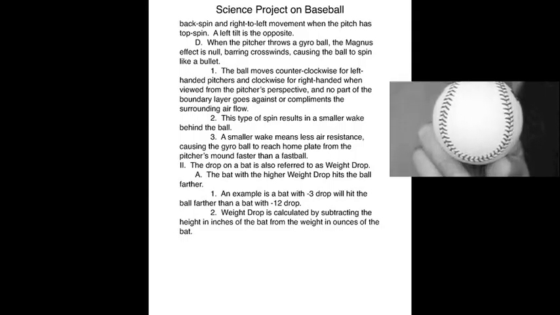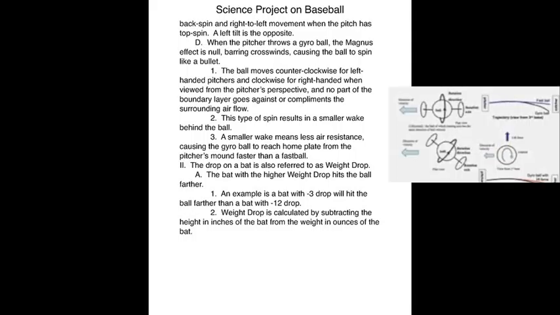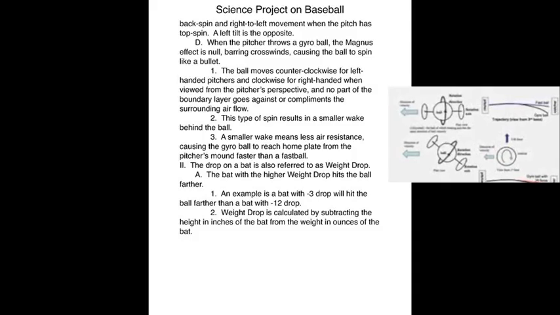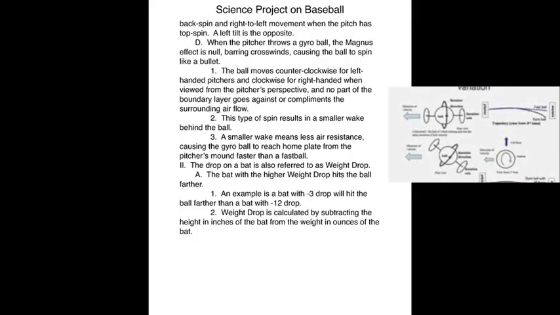When the pitcher throws a gyro ball, the Magnus effect is null, bearing crosswinds, causing the ball to spin like a bullet. The ball moves counterclockwise for left-handed pitchers and clockwise for right-handed pitchers when viewed from the pitcher's perspective, and no part of the boundary layer goes against or complements the surrounding airflow. This type of spin results in a smaller wake behind the ball. A smaller wake means less air resistance, causing the gyro ball to reach home plate from the pitcher's mound faster than a fastball.